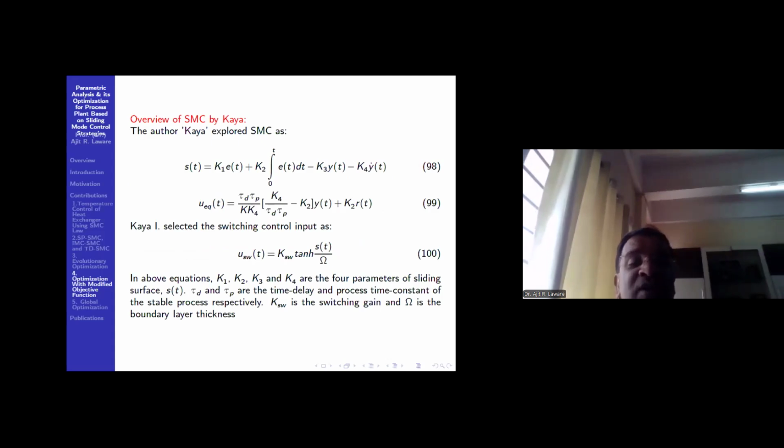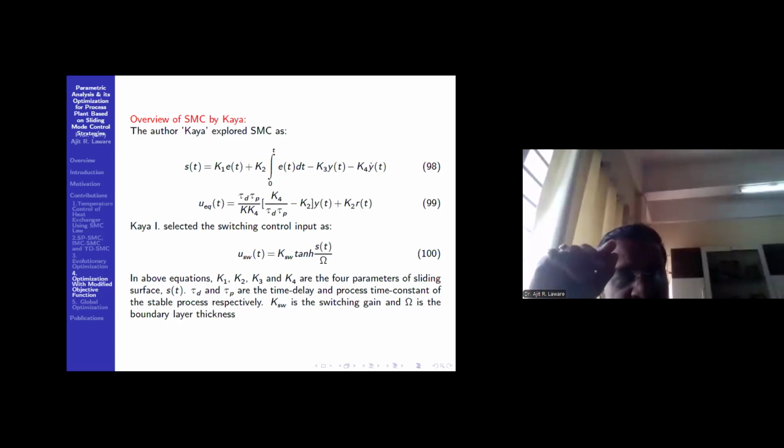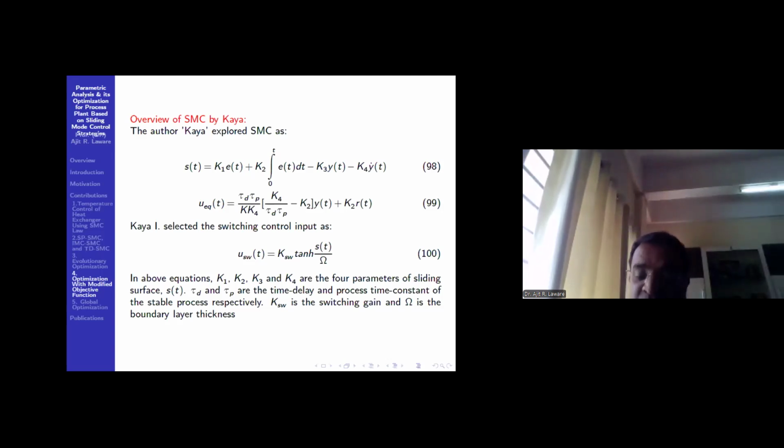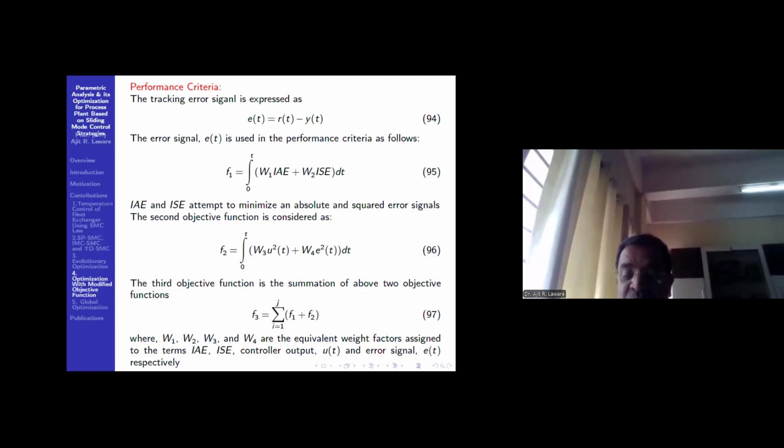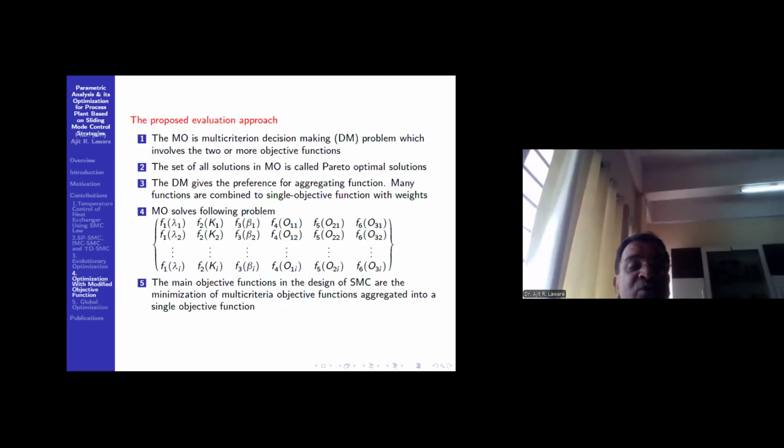As I told, author Kaya also contributed much in the process control area and in the domain of sliding mode control. Here K1, K2, K3 and K4 are the coefficients of sliding mode control, and U equivalent is given by this one. Kaya's paper, stable sliding mode control for stable processes, I think is from 2008. He used the switching function as a tangent hyperbolic function. So this is the multi-objective criteria. Why multi-objective? Because F1, F2 and F3 are used here.